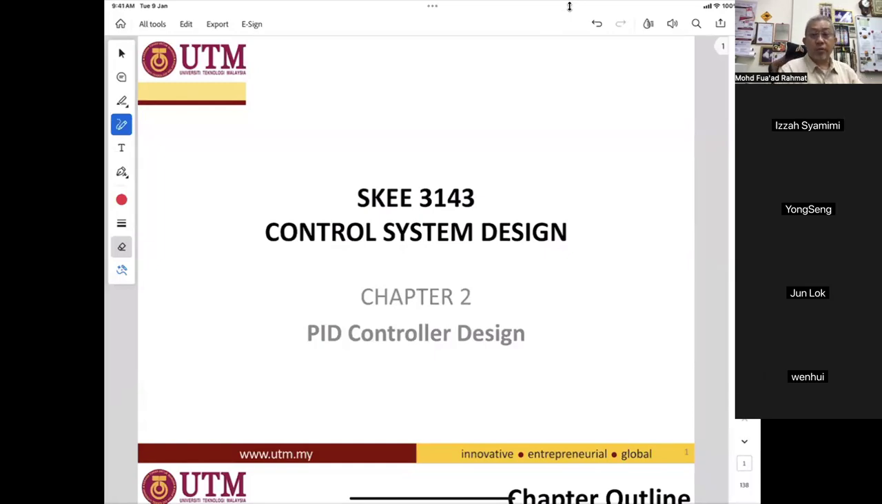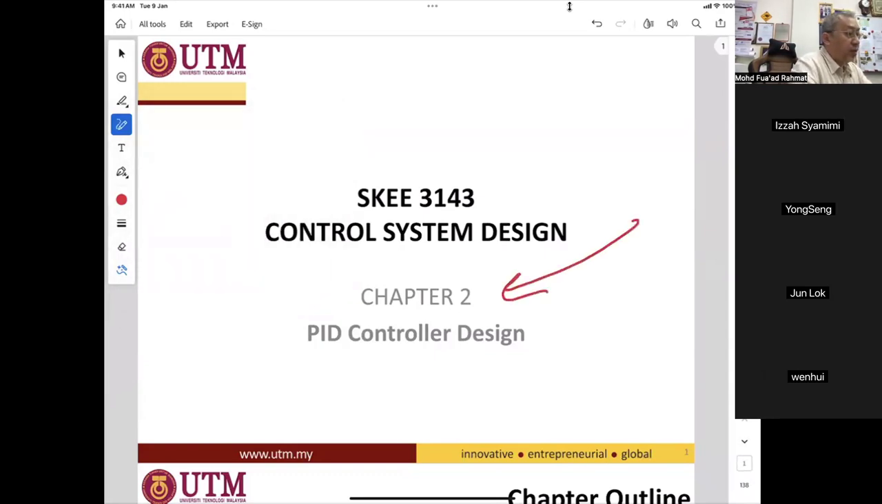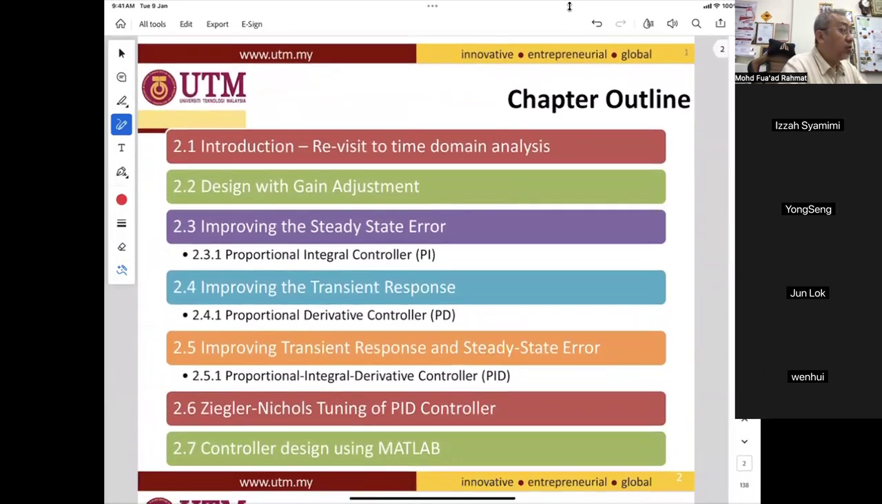Assalamualaikum and good morning. So we move to chapter 2, guys. Okay, PID controller design. So we left chapter 1, the rule of root locus technique. Okay, for time domain design.